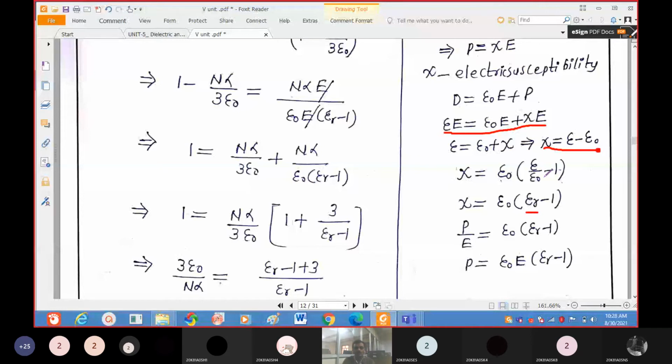Now I will explain some terminology. I already explained it in the last class, but I will explain it again here. Permittivity, what is that? These definitions are very important, so you have to know all of them. What is permittivity? What is polarizability? What is polarization? What is the dielectric constant? You should know these relations, so that's why I am explaining once again.